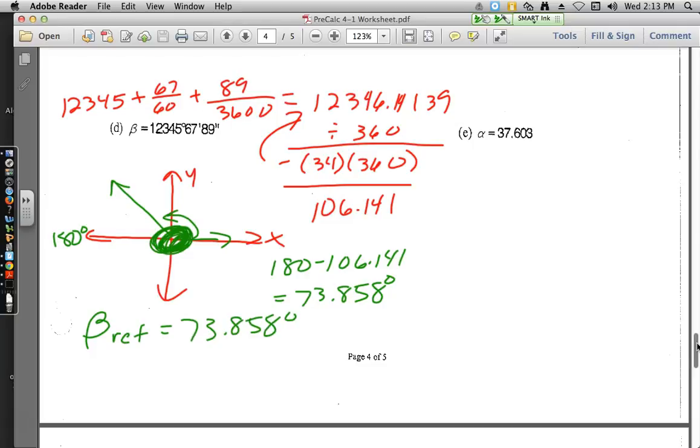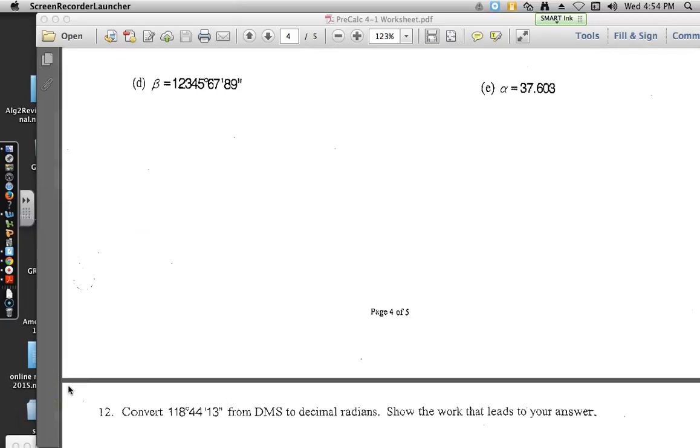So beta reference is 73.858 degrees. All right, I'm going to go after E a little bit differently here. I'm going to explain this in terms of revolutions, because it seems like people are having trouble with these radians that don't have the label.